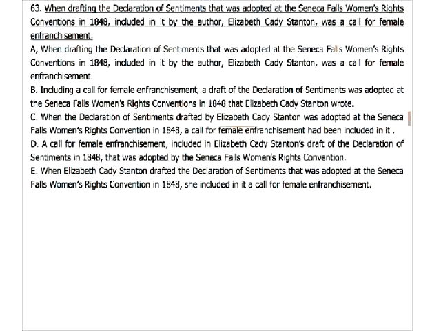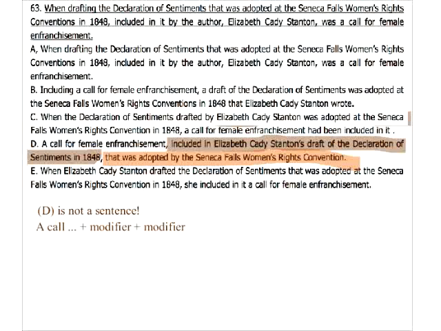Well, D is not a sentence because you've got a call for female enfranchisement included in blah, blah, blah is a modifier, and that was adopted as another modifier. So D is not actually a sentence. It's just a call plus modifier plus modifier. There's no verb. So D is bad. What about C?